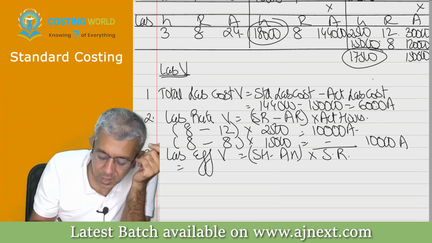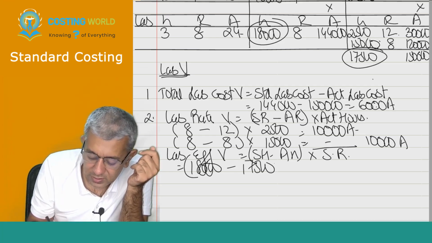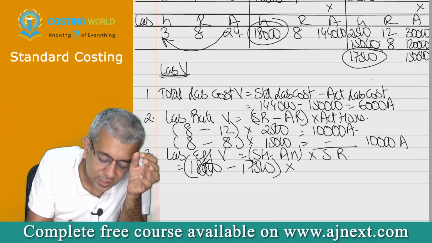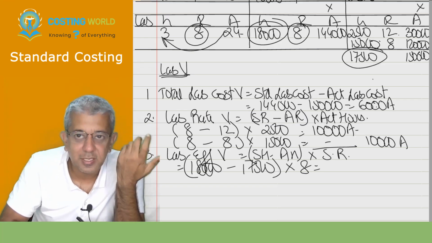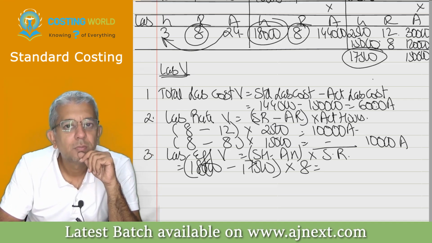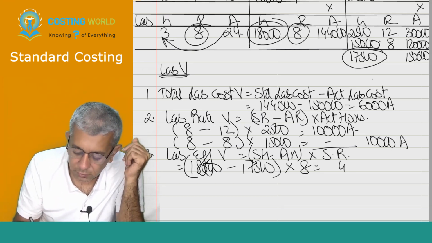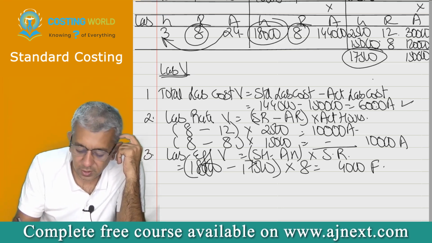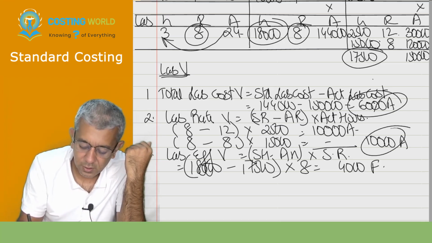So therefore, how many hours should you have taken? 18,000. How many hours have workers taken? 17,500. Whether you multiply by the weighted average rate, that will be 8 only, or you multiply by the individual rate, in any case it will be 8 only, because there is only one type of worker, no? Okay, so 4,000 favorable. You can write down your check if you wish. This will tally with this plus this.